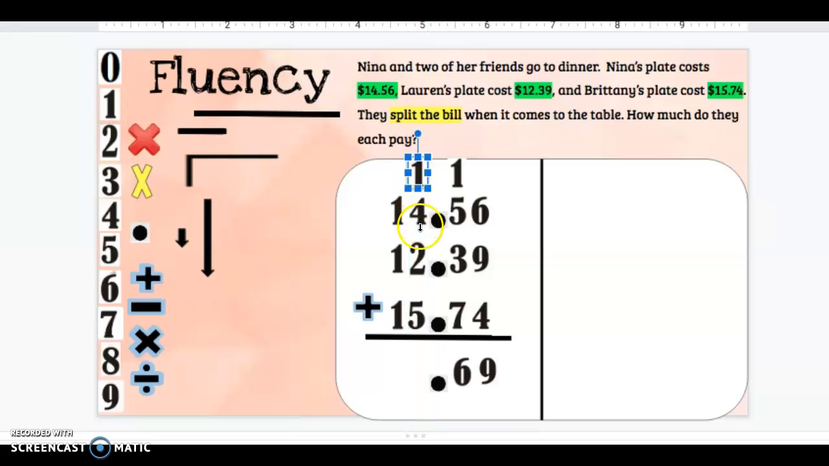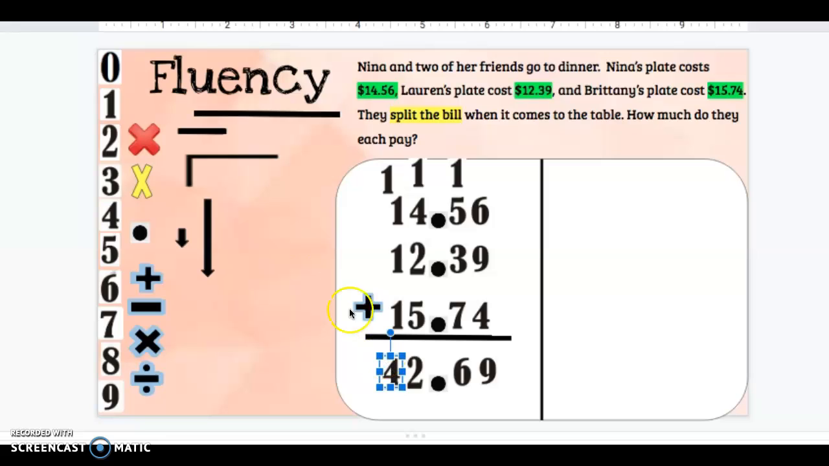1 plus 4 plus 2 plus 5. So you have 5 plus 2, 5, 6, 7. 7 plus 4 is 11. 11 plus 1 is 12. Bring up the 1. Then we have 1 plus 1 plus 1 plus 1, which is 4. So their total bill is $42.69. But they're splitting it amongst themselves.